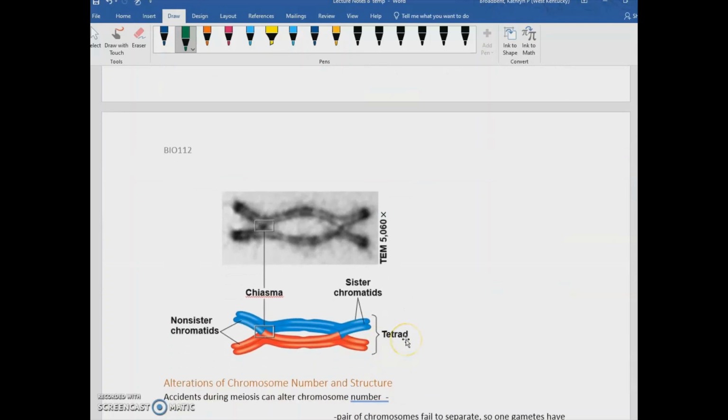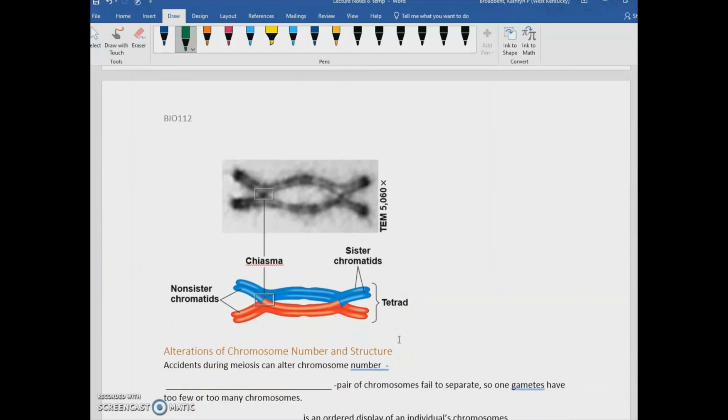And this is what it looks like when you get crossing over. Now, above here, we have a scanning electron micrograph of a DNA molecule that's in the process of exchanging DNA with its homolog.